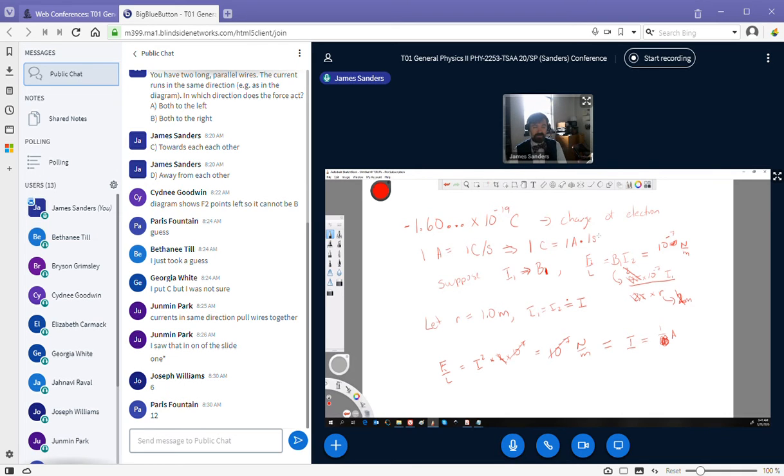Okay, so that's how much charge you need to have flow through an area, through a cross section of a wire, in order to get 1 coulomb in 1 second. And a coulomb, therefore, is how much charge actually flows in that 1 second if you have 1 amp of current.